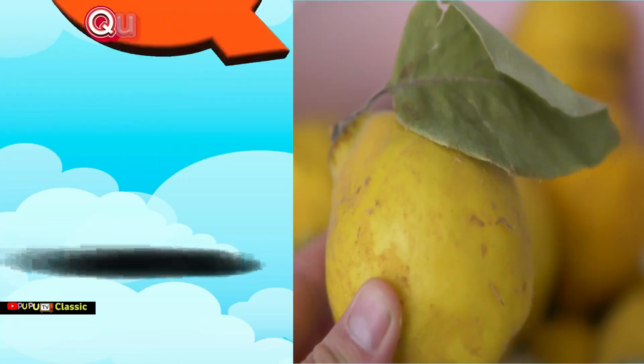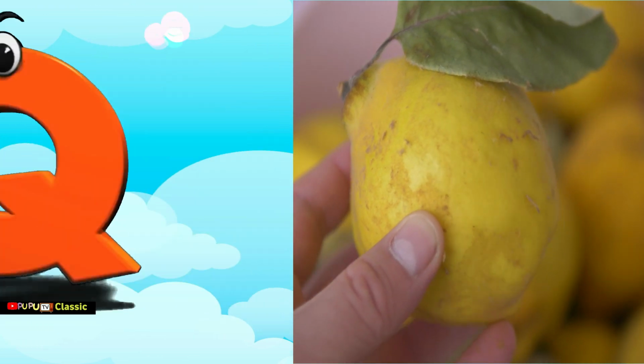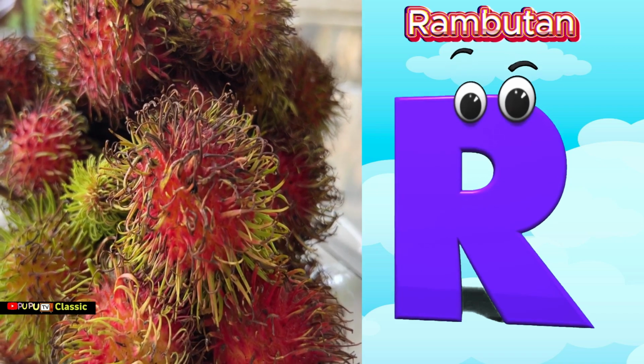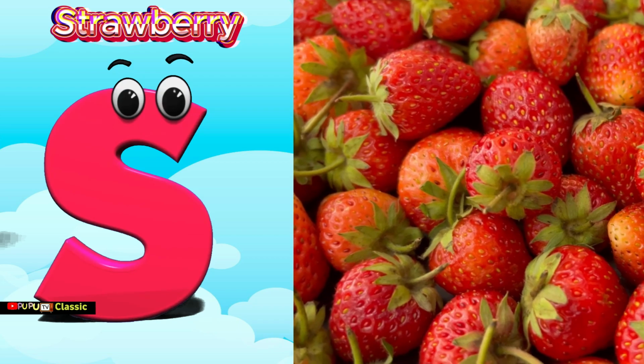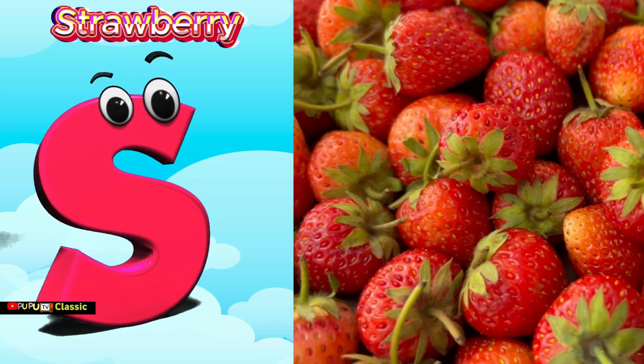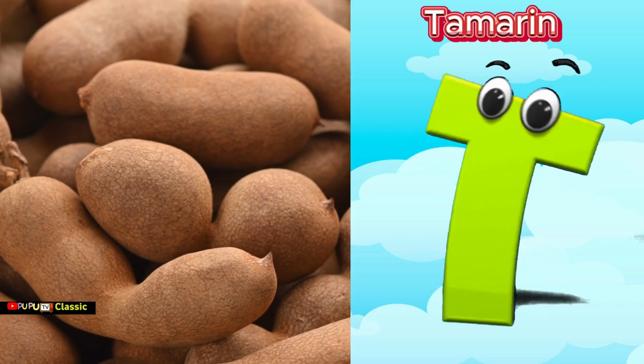Q is for quince, qu, quince. R is for rambutan, r, rambutan. S is for strawberry, s, strawberry. T is for tamarind, t, tamarind.